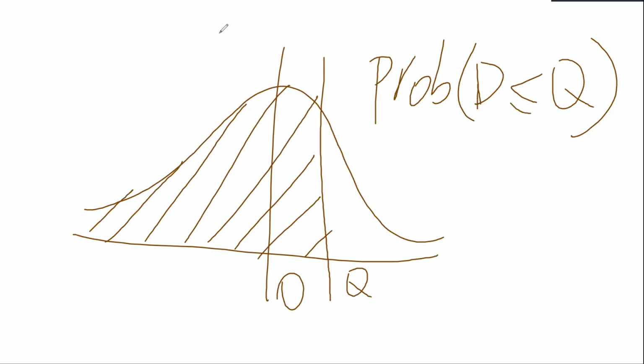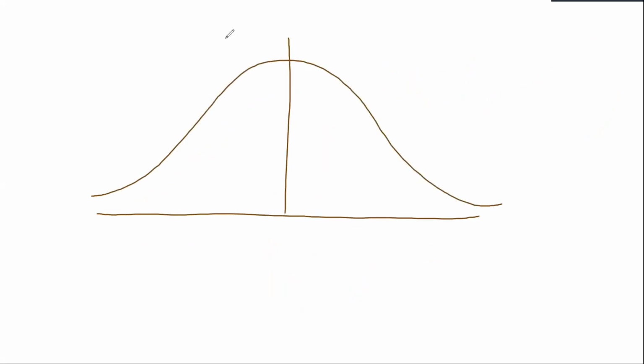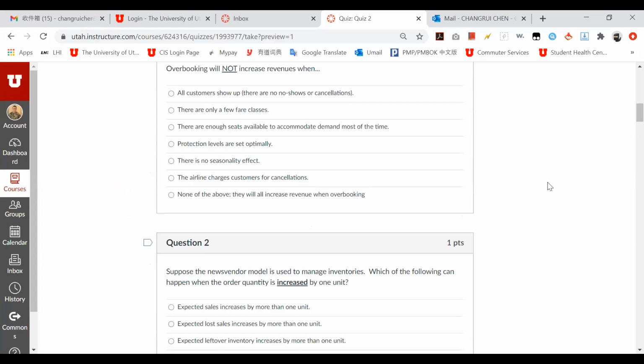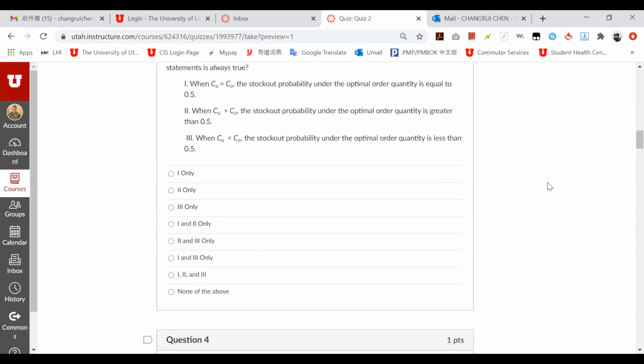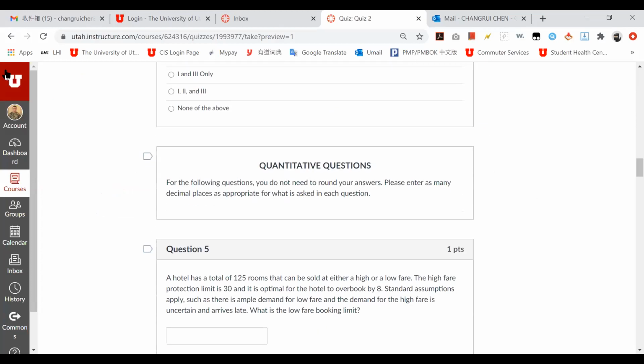Yeah, that makes sense. Another one. Let me erase this. We still draw the bell curve. Okay, this is 0. It says, quiz 2, in the qualitative questions, no, sorry, it's in quiz 1.